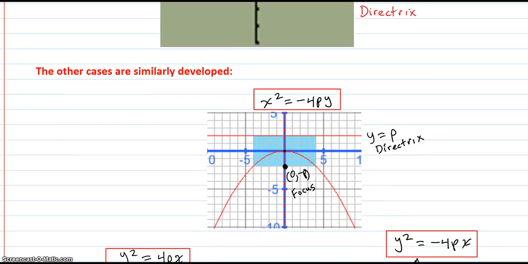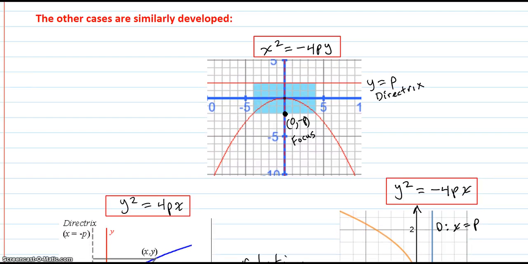Okay, now the other cases of opening down or sideways all develop similarly, but you don't have to know that development. All you have to do is know these forms here. So opening down, you have y equals p, the directrix up here. The focus is down here at 0, negative p. The form is x squared equals negative 4py. So you can remember, if you solve this for y, you'd have a negative number in front of the x squared, because the p is always positive. And that would just turn it down.